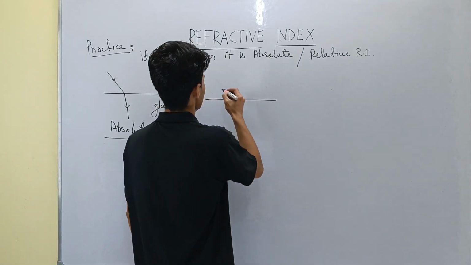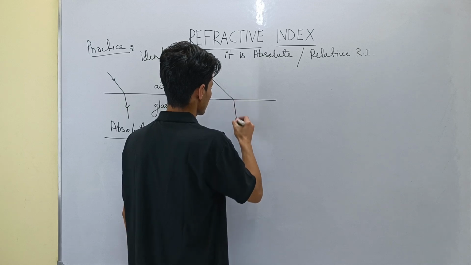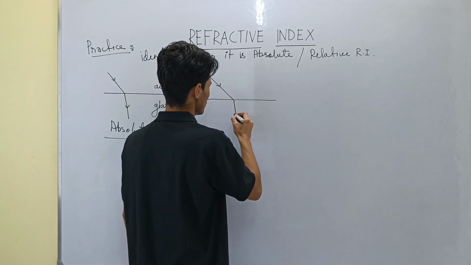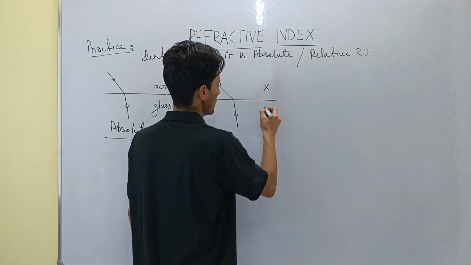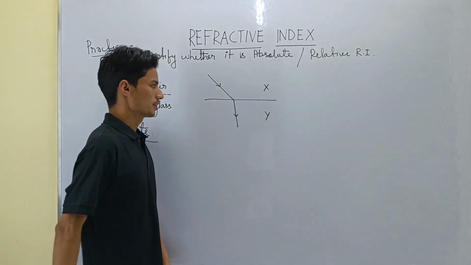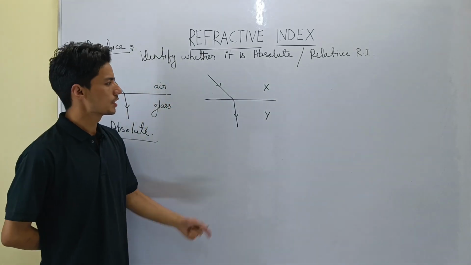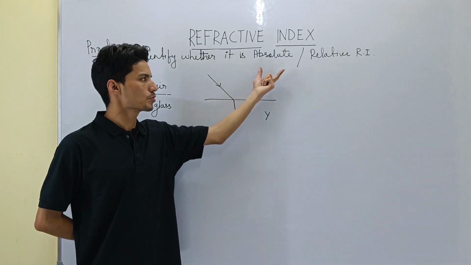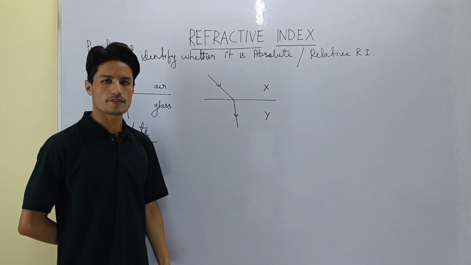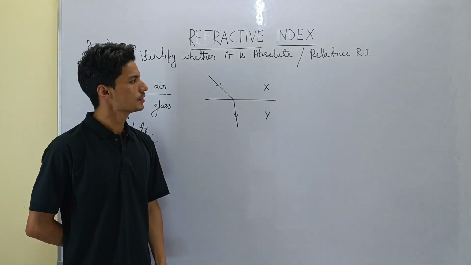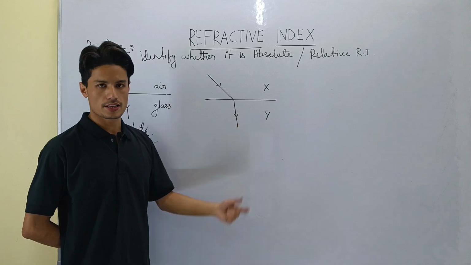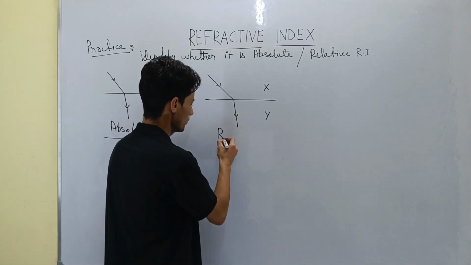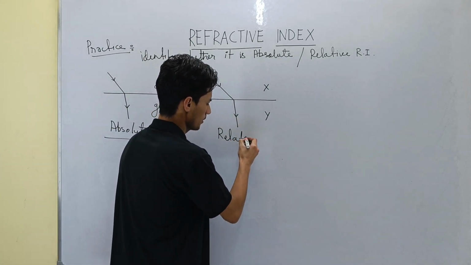Next, this is medium X, this is medium Y. Identify which refractive index this is. Is it a case of absolute Ri or relative Ri? Which one did you pick? Did you pick relative Ri? Yes, correct. So this is a case of relative Ri.